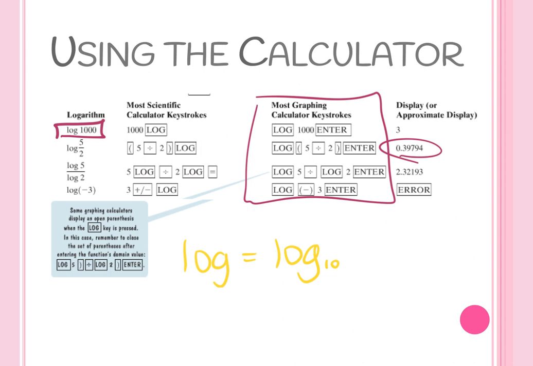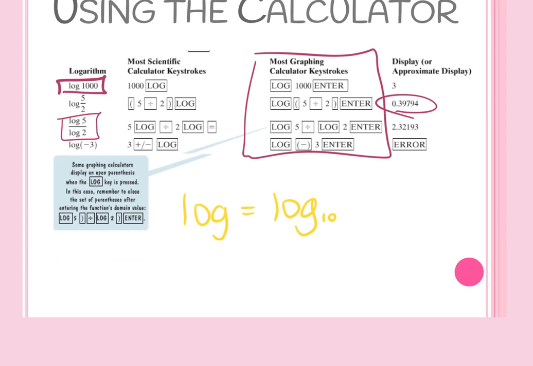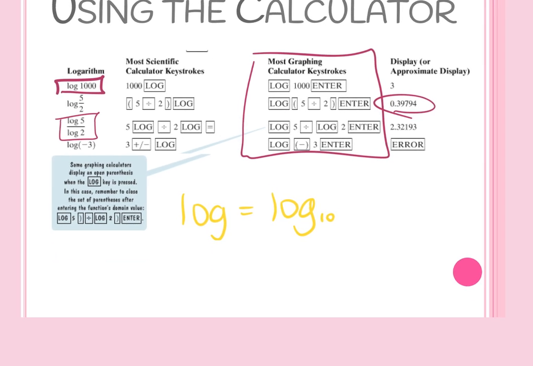So log of 5/2, I literally would hit log 5 divided by 2, and I get 0.39794. If you wanted to do log of 5 over log of 2, you have to either separate it out or you have to put your parentheses. So if I'm going to write this in, I have to do log of 5 and close the parentheses because it automatically opens them for you. And then divided by log of 2. You don't have to close that last parentheses, but you should get 2.32193.